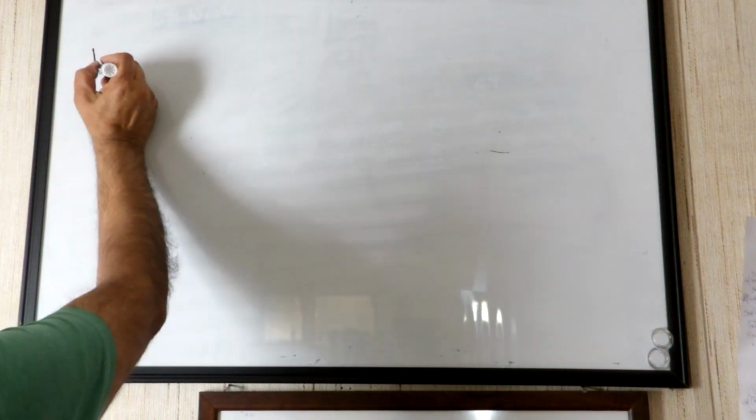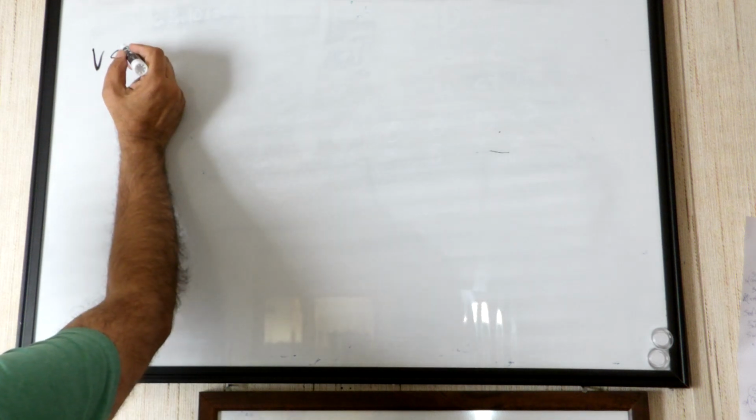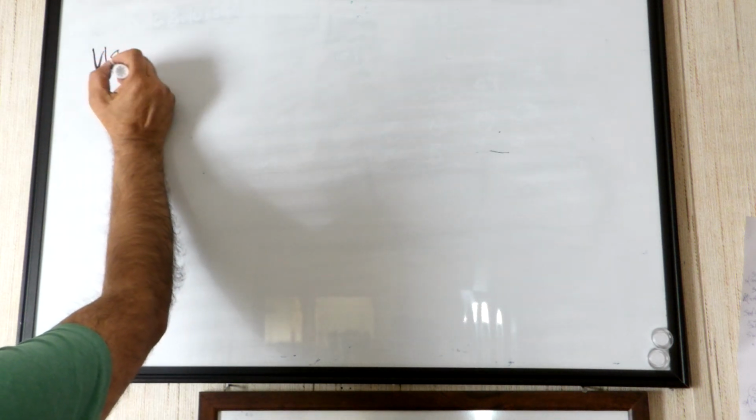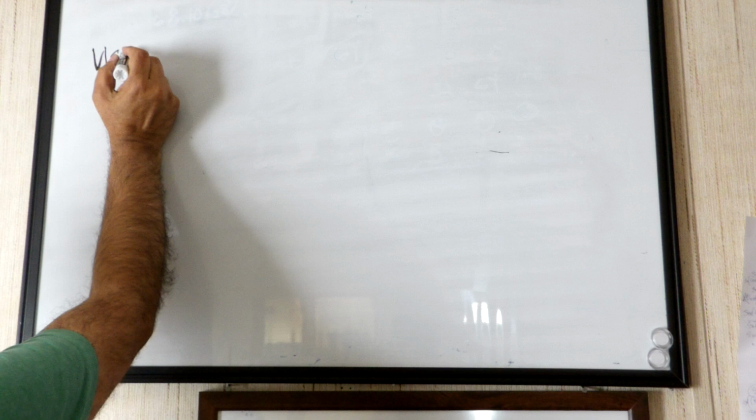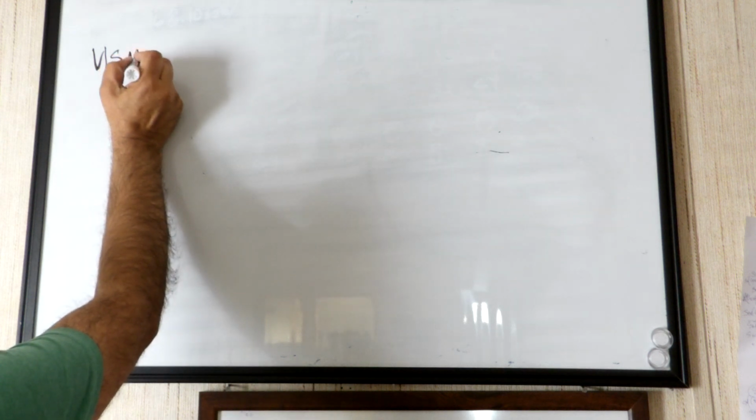Now we are going to talk about VLSM, Variable Length Subnet Mask. What does it do? It allows a system planner to assign multiple subnet masks in the same IP address. Okay, let's see.